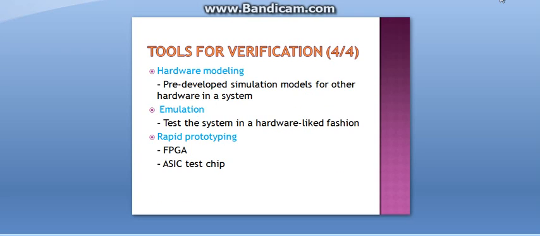Hardware modeling is a pre-developed simulation model for other hardware in a system. In this, a hardware accelerator is used to speed up logic simulation by mapping a gate level netlist into specific hardware. Emulation verifies the design using real hardware like FPGA. It gives better throughput in handling complex designs. It requires an expensive emulator. Next is rapid prototyping. FPGA prototyping degrades the performance. It has limited design capacity, and routing problems occur in prototyping.